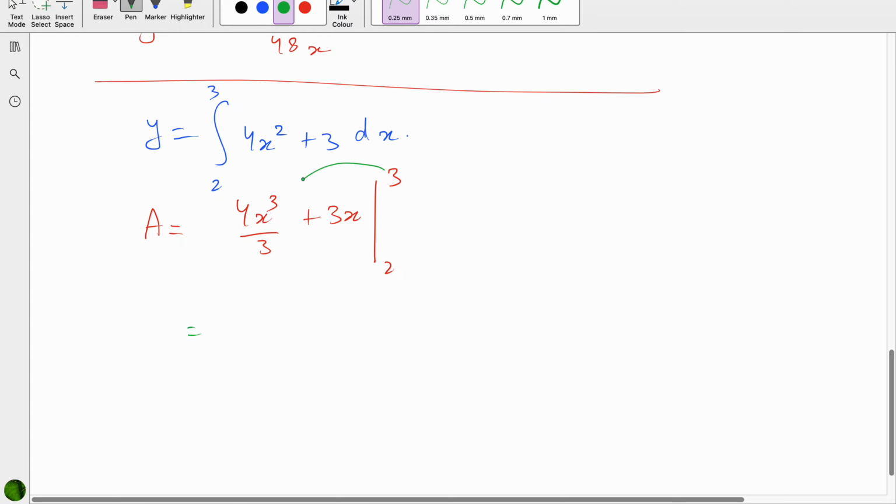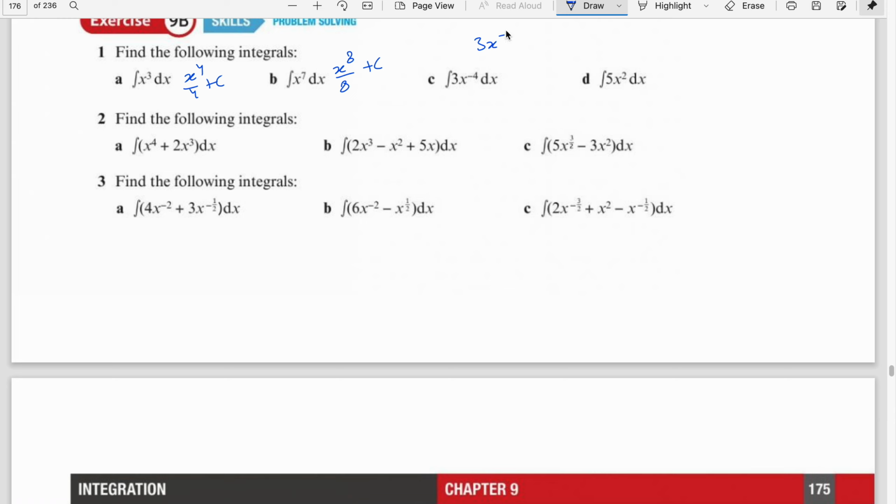Again example questions. Okay, let's try this. Find the following integrals. x cube, this would be x^4/4 plus c. x^7, that is x^8/8 plus c. This is x^-4. So 3x, when you add 1, this is minus 3 divided by the new power plus c, and we need to simplify. This is minus x^-3 plus c. In the next step, you can take that in the denominator, plus c. This is 5x^2. When you integrate it, you increase 1 to the power, divide by the new power, and plus c.